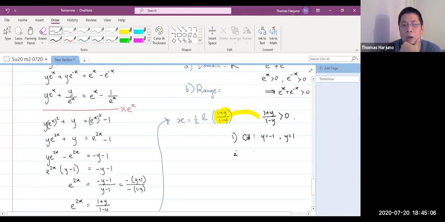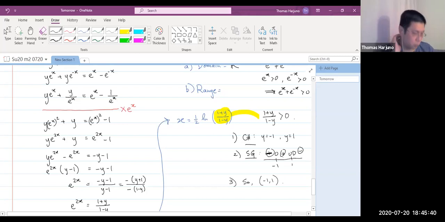The sign graph: -1, 1. This is undefined here. This is 0 here. When x equals 0, that's positive. So this is positive, negative, positive. Now that's negative here, so you need that to be strictly positive. So it will be from -1 to 1 only. So the range will be from -1 to 1.